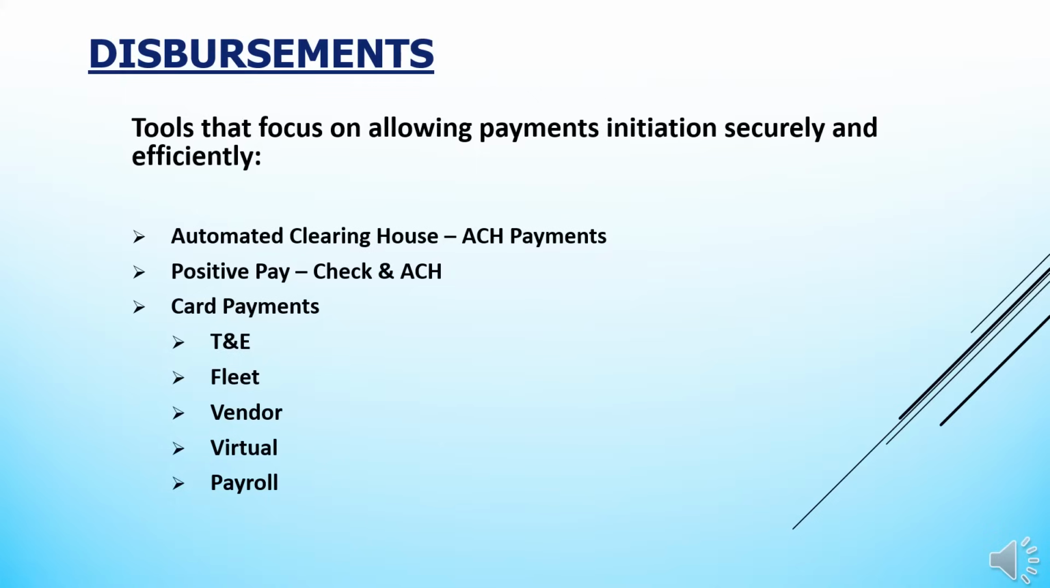Now let's take a look at some of the disbursements tools that allow secure and efficient payment initiation. The first tool, which we all are likely using a great deal, is the Automated Clearinghouse, or ACH. This includes processing wires and SWIFT payments as well. This type of electronic funds transfer is one I believe most every company is using as we work hard to move away from processing paper.